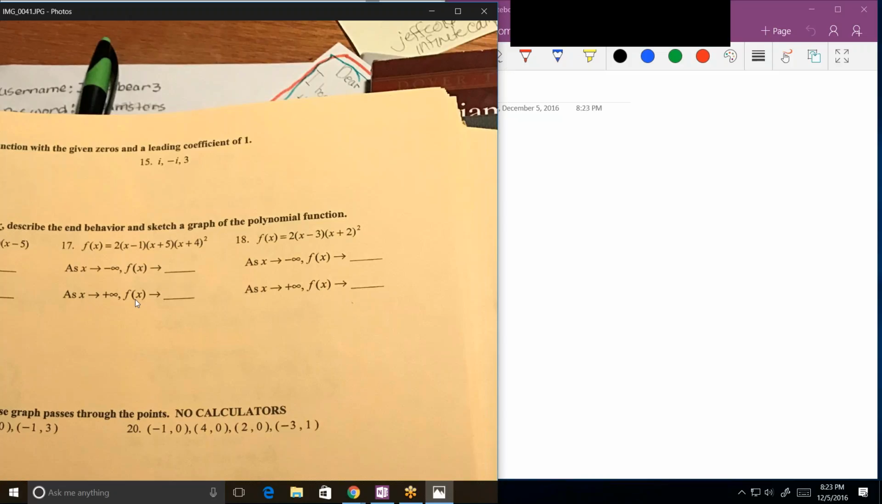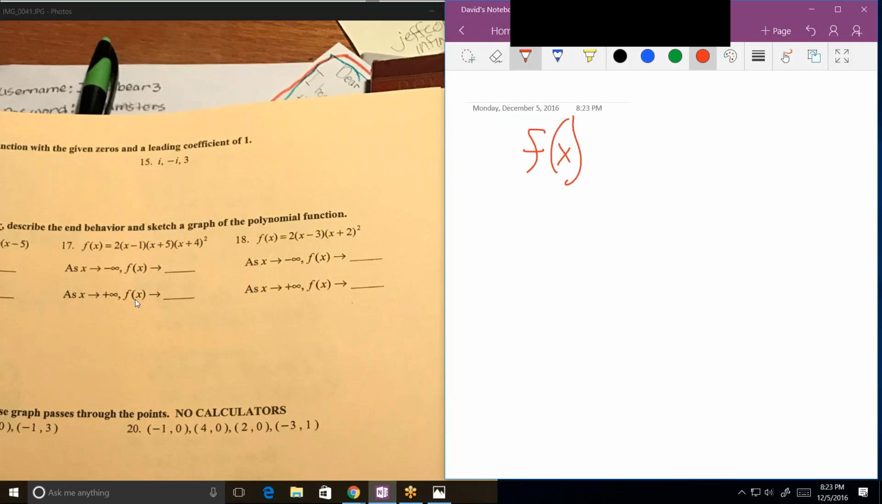Now, on 18, we don't care about this leading 2. We don't care about that negative 3. We don't care about that 2. We essentially are looking at f of x being x times x squared in terms of end behavior. That's x cubed. No leading negative sign. And there's another thing that you don't get from these problems they're giving you, but we will probably see some like that.